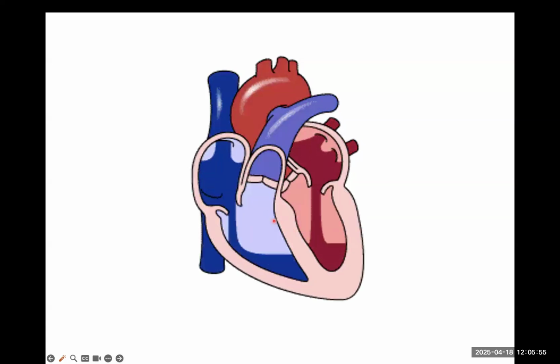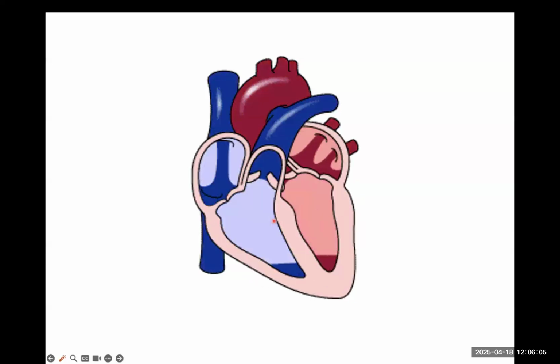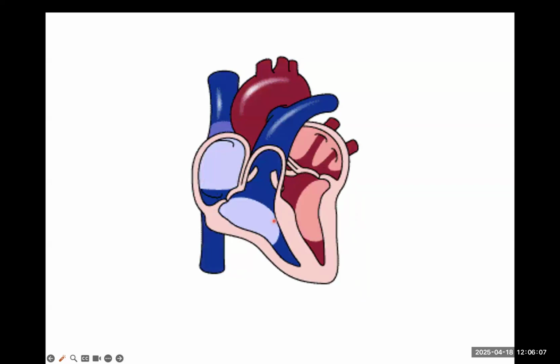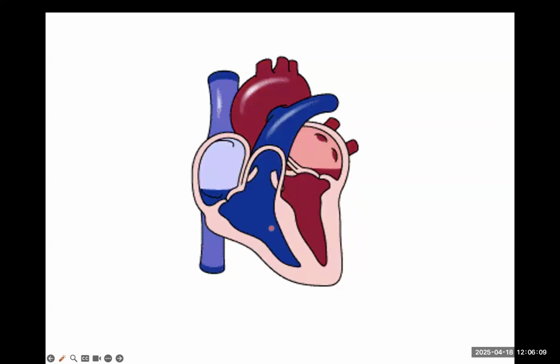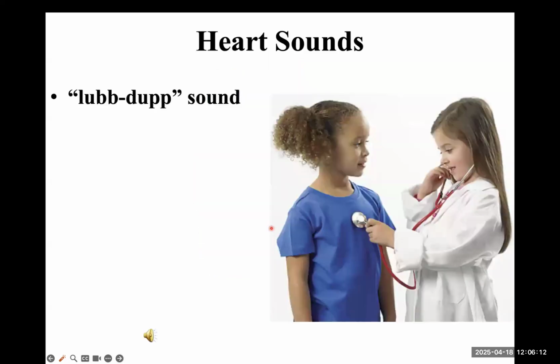Please do not confuse this with the conduction system. The conduction system is when we talked about the SA node, the AV node. Cardiac cycle is referring to the contraction of the chambers. So that's going to be the cardiac cycle. So this is going to be a pretty short lecture for the heart.